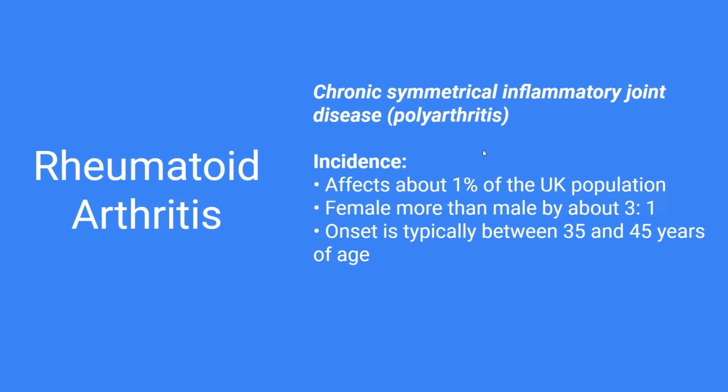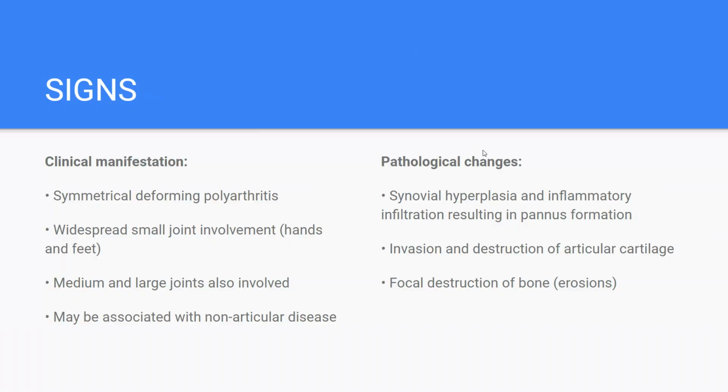So rheumatoid arthritis is a chronic cause of joint pain, and it usually affects 1% of the population. It's more common in females than males, and it typically happens between 35 to 45 years of age. And our woman in this scenario is right within that category. So it's usually symmetrical, multiple joints, widespread joint involvement. It usually starts with the small joints, but it can also involve medium and large joints. Small joints is classically your fingers, toes; medium and large is knees, shoulders, and above.